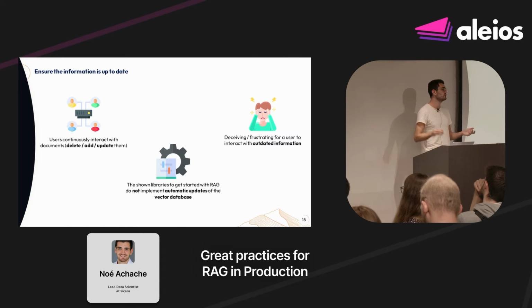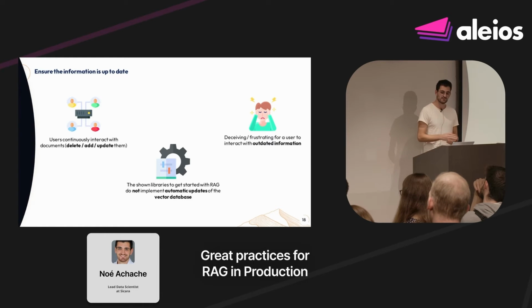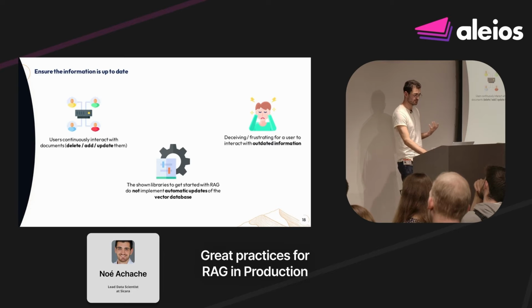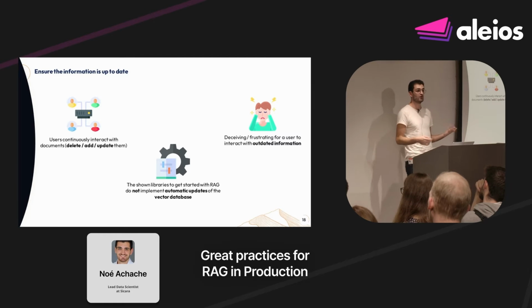So now you got started with your RAG. You have a proof of concept, you have a vector database. Now you need to ensure your information is up to date. Because your users will continuously interact with your documents. They will delete them. They will create new ones. They will also update some. And all the libraries I showed you do not actually implement automatic updates of the vector database. So it can be very deceiving or frustrating for users to know that they interact with potentially outdated information, and it will be very bad for adoption.